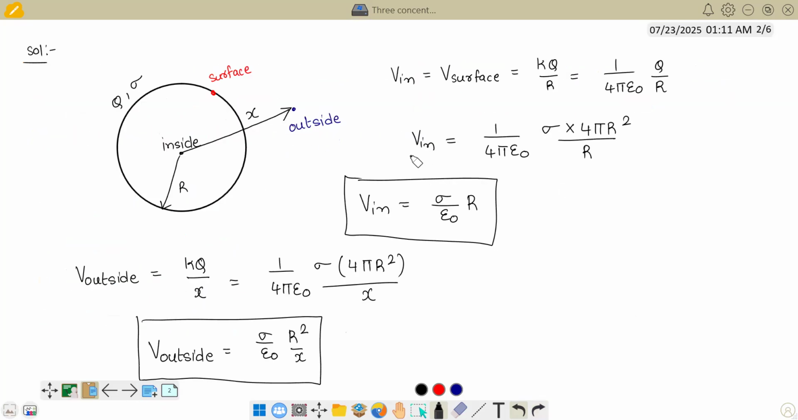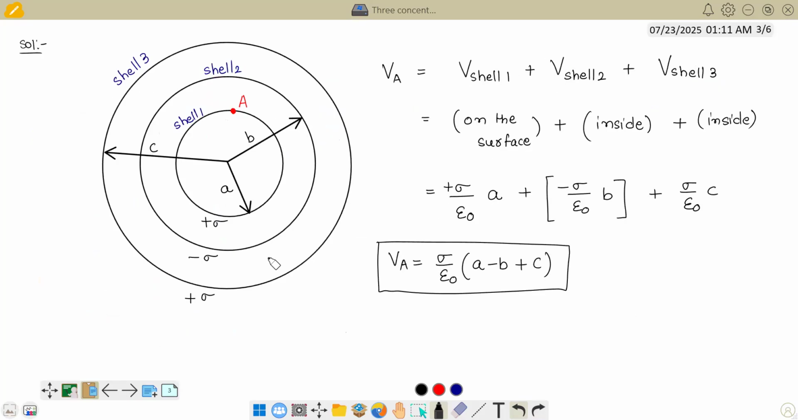But the most important thing is you should know the formula for inside and outside, both of them: sigma by epsilon naught, this is directly into R, and this is R square by x. First thing. Next thing, whenever you select a point, don't be confused between point A and radius A. If you select a point, all the three shells contribute to the potential at that point. How do you find the contribution of each shell? That is simply by scalar addition. When you have VA, it is simply the contribution of shell 1 plus contribution of shell 2 plus shell 3.